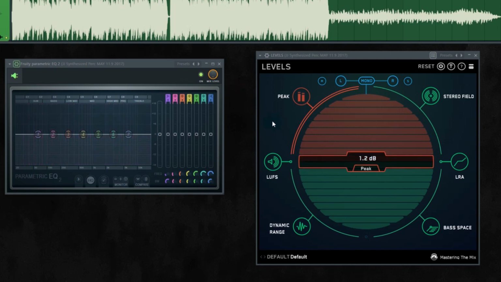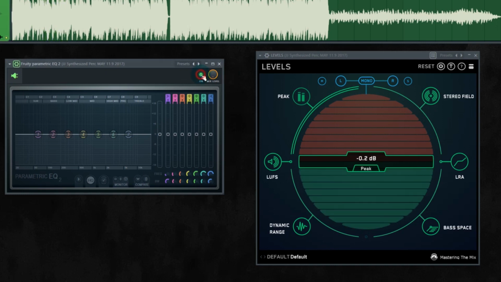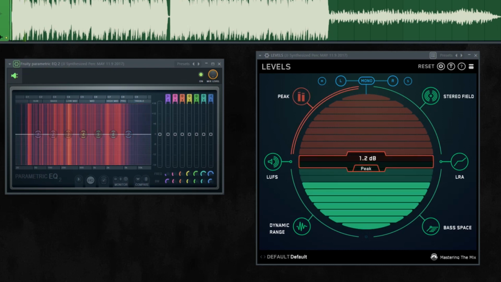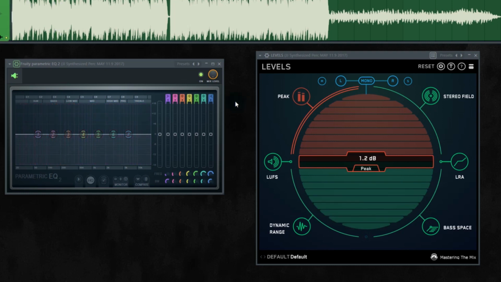Yikes. With Fruity Parametric EQ2 on, our peak meter is sitting at 1.2. So that's a problem. I just reset it by double clicking. I'm going to turn it off. Turn the EQ back on. So obviously something is happening here.